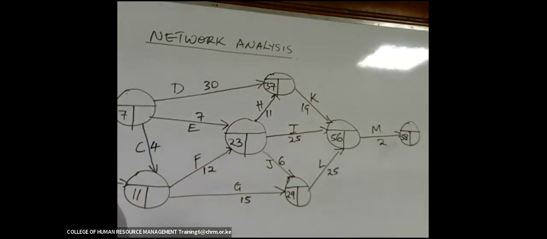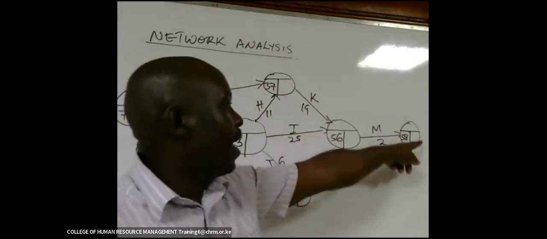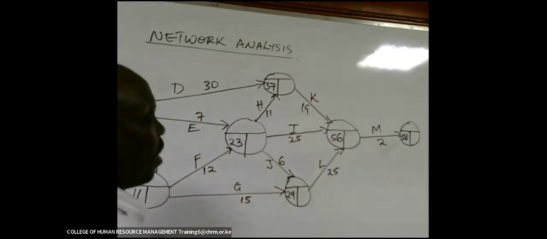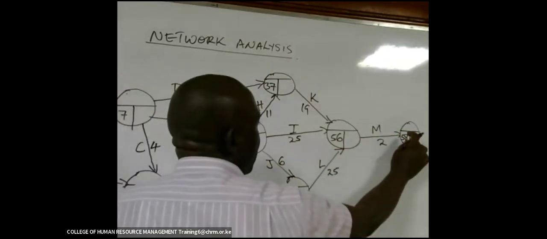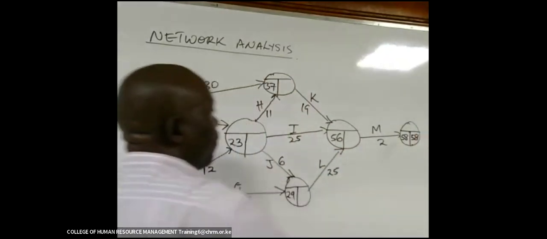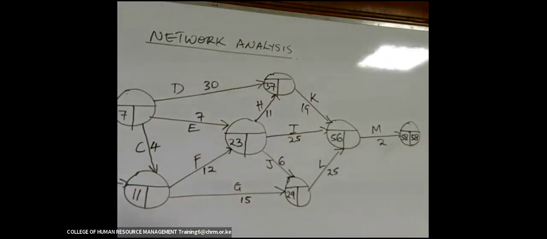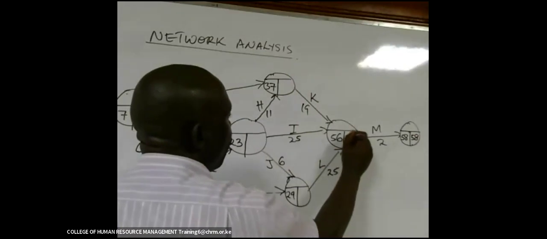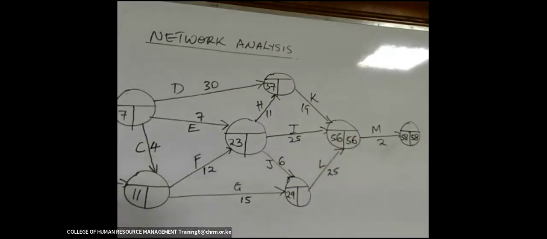You are through with the forward pass. After you have arrived at the end, you start now again moving back by subtracting. This figure that you will get here, you will transfer it to the other side, indicate there 58 as well. Now you start subtracting backwards. So here we shall have 58 minus 2 gives you 56.